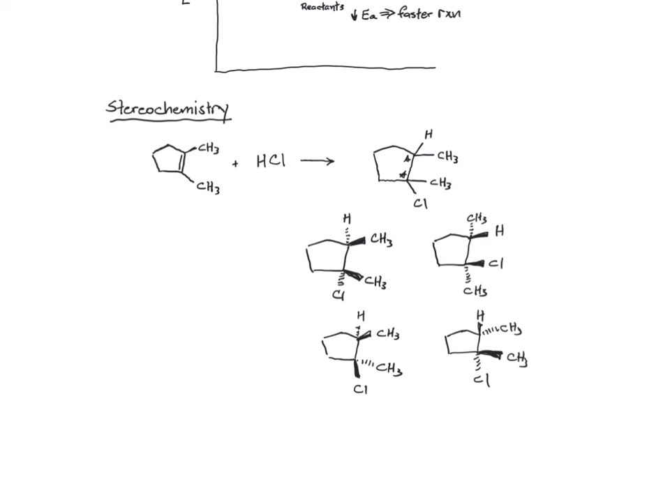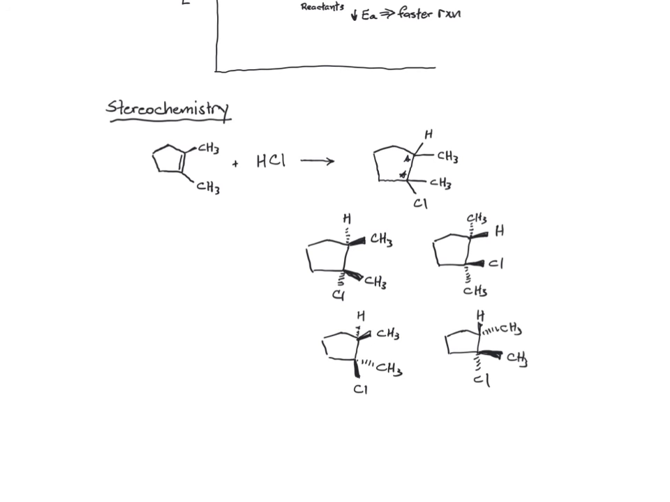And frankly, chances are we're going to see a mixture of all of these. The reason why we see the mixture is because in this reaction, we're always going to be forming a carbocation intermediate. Remember, carbocation intermediates are planar, completely flat. So attack from the top face is just as likely as attack from the bottom face. So we would expect to have mixtures of products.